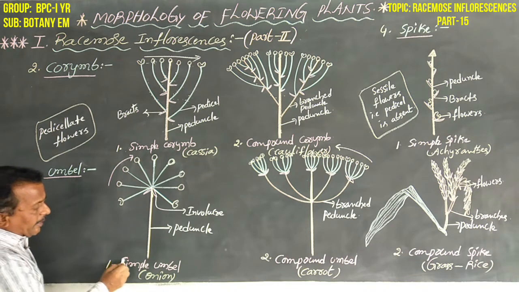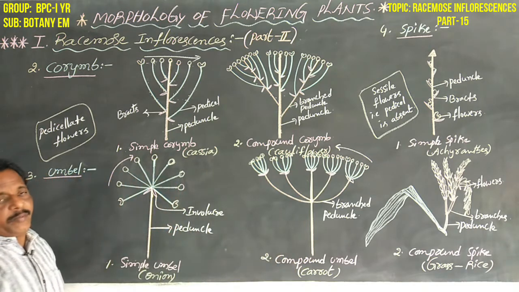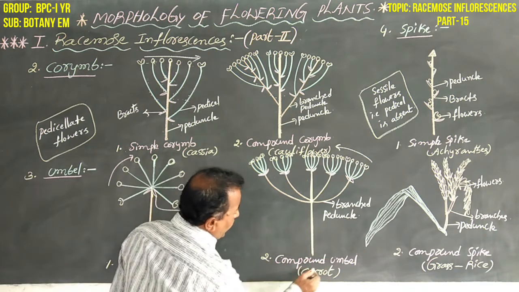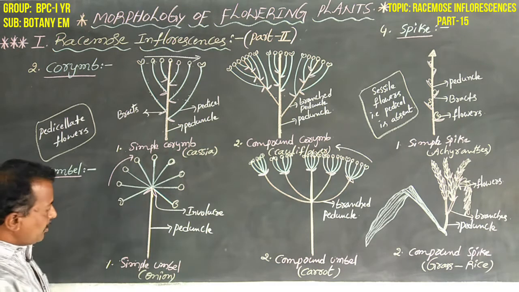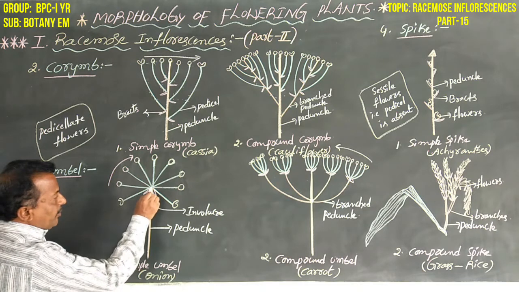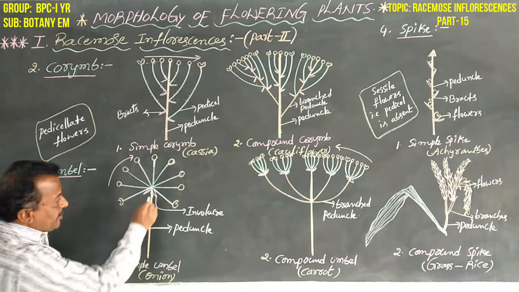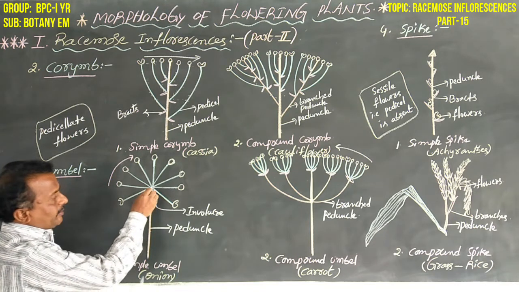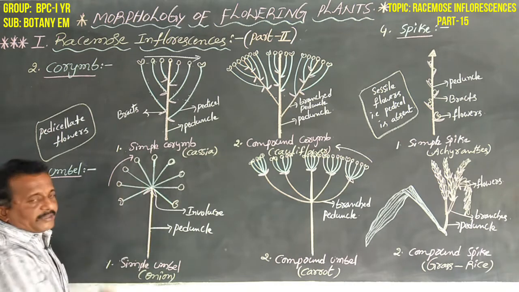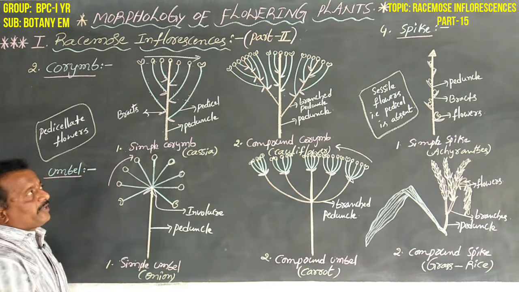Next, the third type of racemose inflorescence, that is umbel. Umbel is again of two types: the first one is simple umbel, the second one is compound umbel. Simple umbel is seen in onion, compound umbel is seen in carrot. Dear students, this is a peduncle. This peduncle is condensed and unbranched. But here several pedicels are arranged at the tip of the peduncle. This is very important.